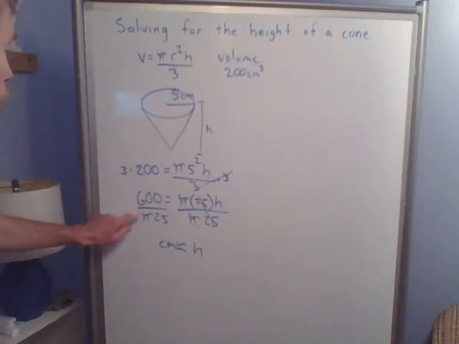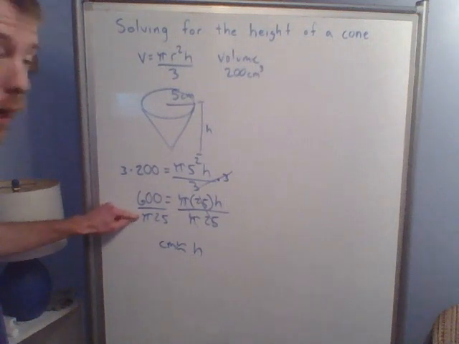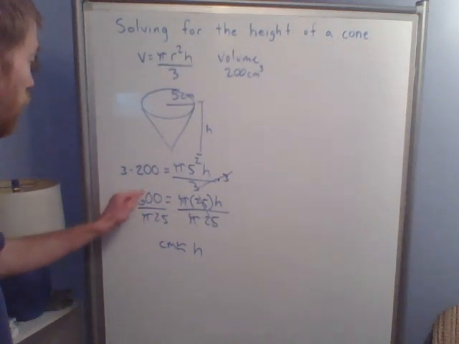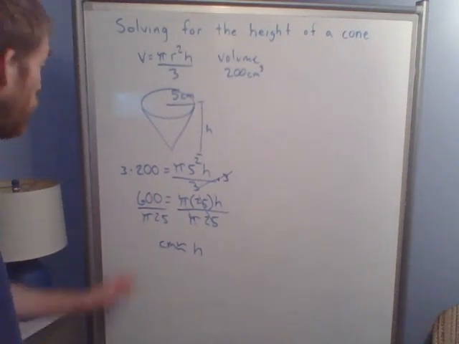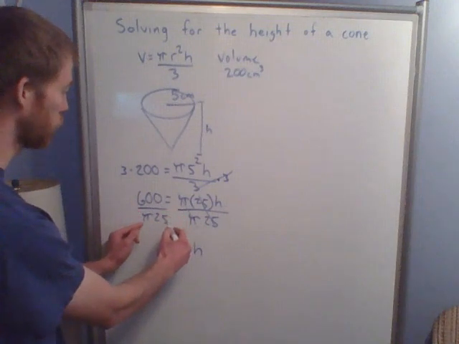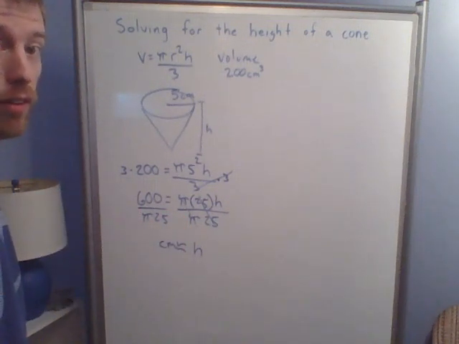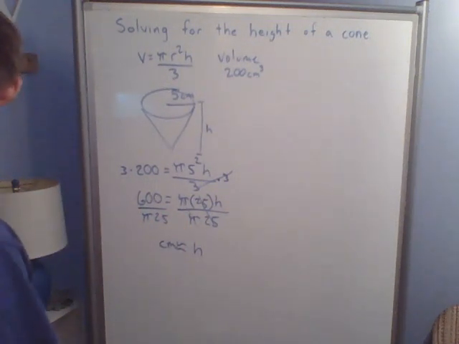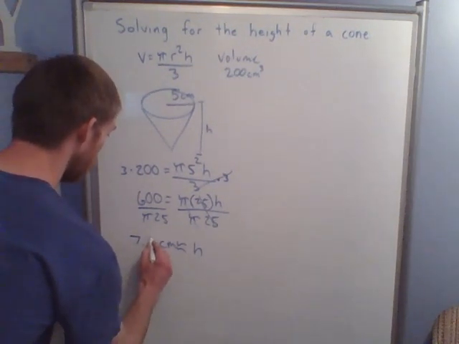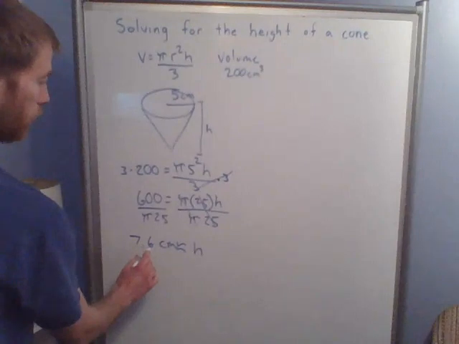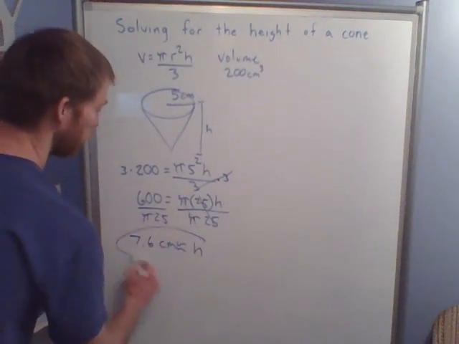And I need to do this division here. Here's an easy way you could do that. You could do 600 divided by pi, divide that answer by 25. So just take your turn dividing. If you want to do it all at once, you'll need to put pi and 25 in parentheses to divide it all at once. When you do that, you get 7.6, rounded to the tenths place, the first decimal.